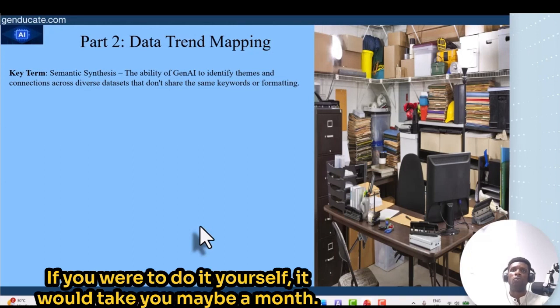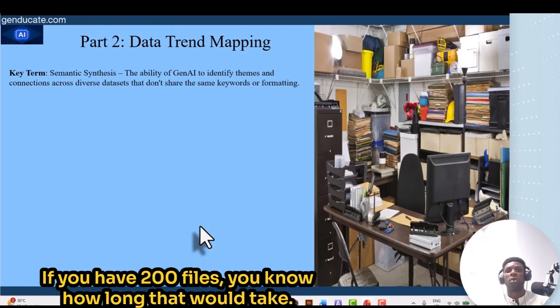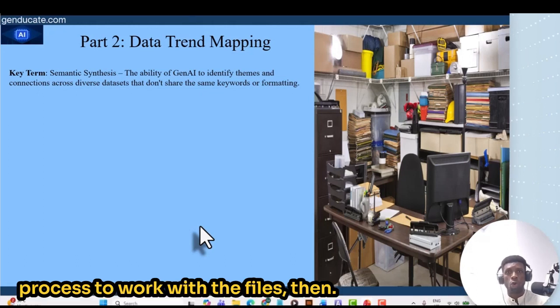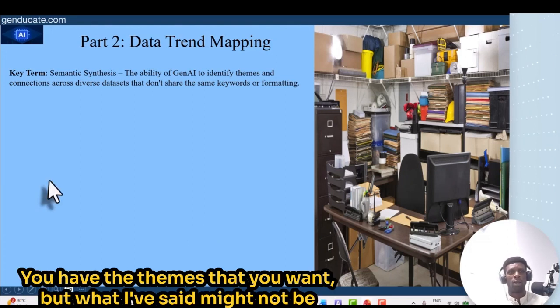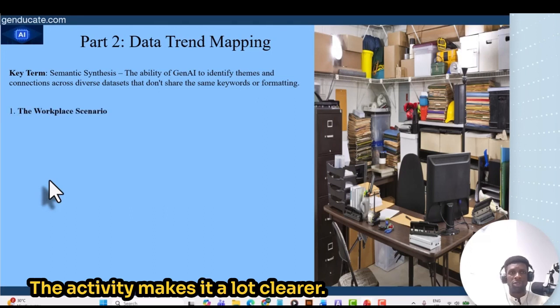If you were to do it yourself, it would take you maybe a month. It depends on how many files. If you have 100 files, you would know how long that would take. If you have 200 files, you know how long that would take. You need to know the process to work with the files. And once you know the process, it takes you maybe 30 minutes, 1 hour, and you have the themes that you want. But what I've said might not be too clear until we do the activity. The activity makes it a lot clearer.